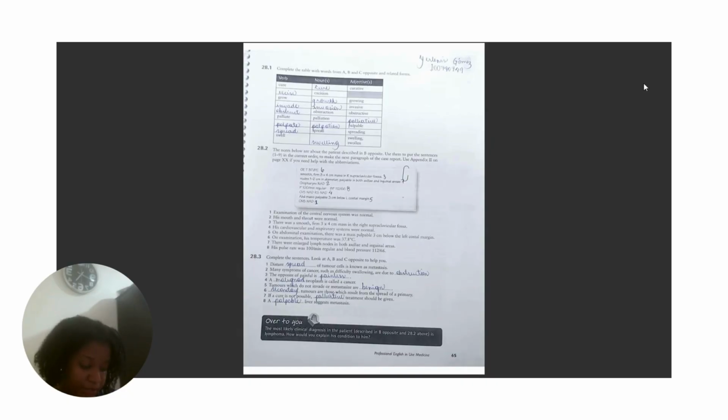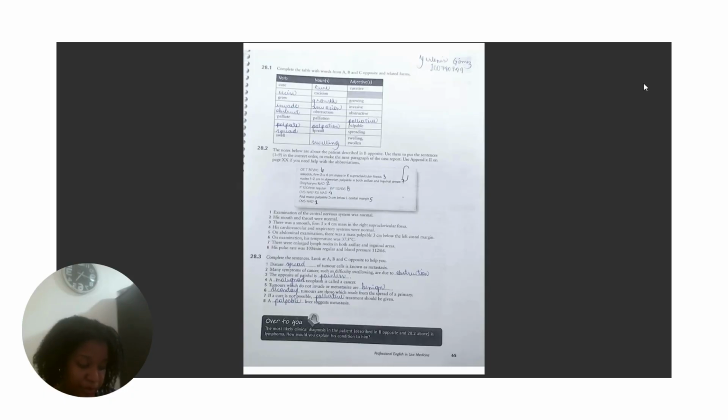3. There was a smooth firm mass in the right supraclavicular fossa. It is a smooth firm mass in the supraclavicular fossa. 4. His cardiovascular and respiratory systems were normal. It is a not arrested not. 5. On abdominal examination, there was a mass palpable 3 centimeters below the left costal margin. It is a mass palpable 3 centimeters below the left costal margin.